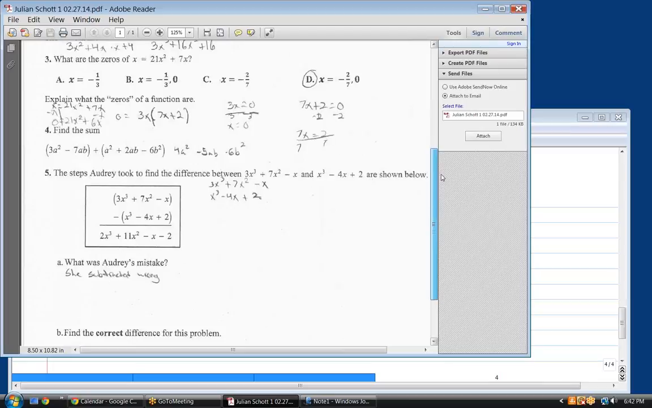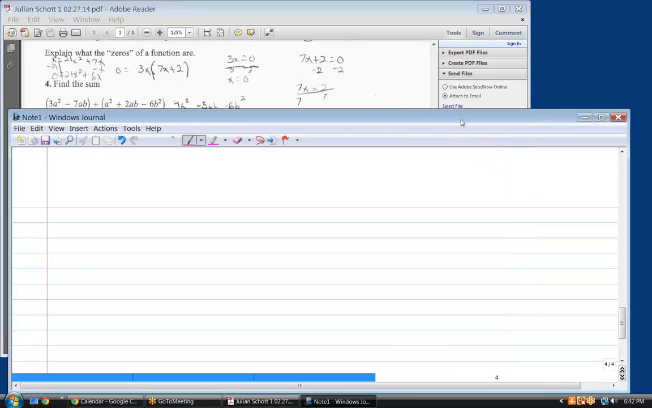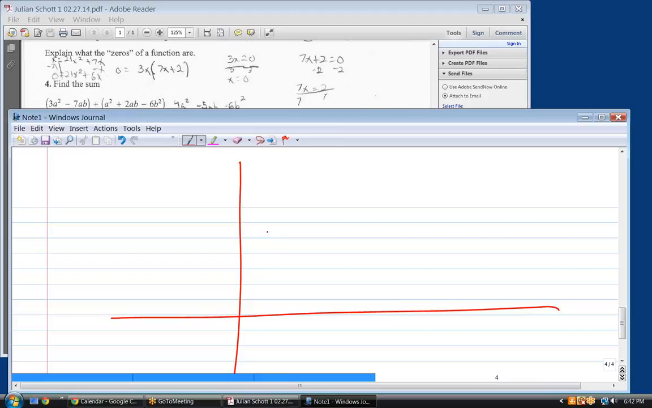Explain what the zeros of a function are. What are the zeros of that function right there I just drew? The 2 points where it crosses the x-axis. Yeah. Because y is equal to 0 there.